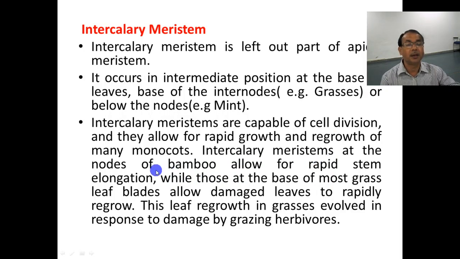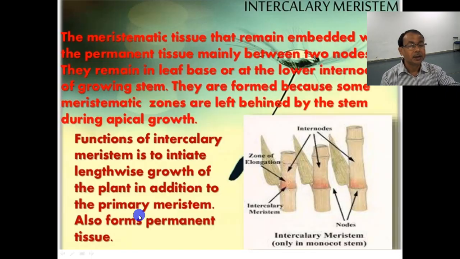Intercalary meristems at the nodes of bamboo allow for rapid stem elongation, while those at the base of most grass leaf blades allow damaged leaves to rapidly regrow. Sometimes what happens here, the intercalary meristem may be present here at the base of the leaves. Supposing these leaves are damaged, because of this again the leaf can regrow.